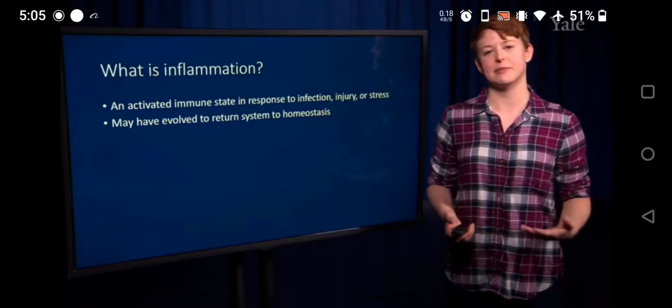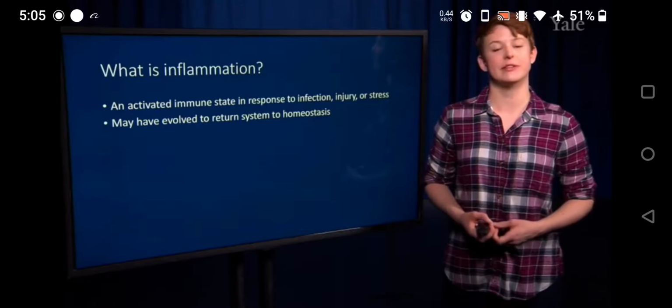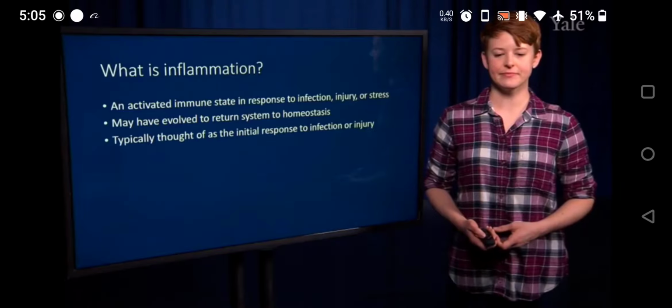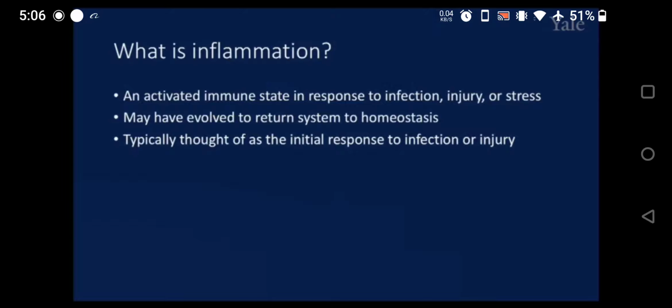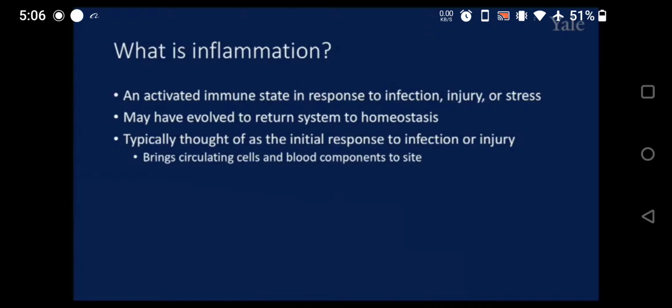It's also typically thought of as the initial response to infection or injury. So the inflammatory response is going to be involving a lot of the innate immune system. And it's really important that we think about the inflammatory response and how it brings different immune cells and different immune mediators to that site of infection or injury. It's often a nonspecific response as well.